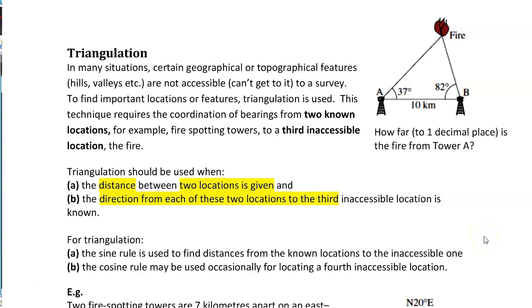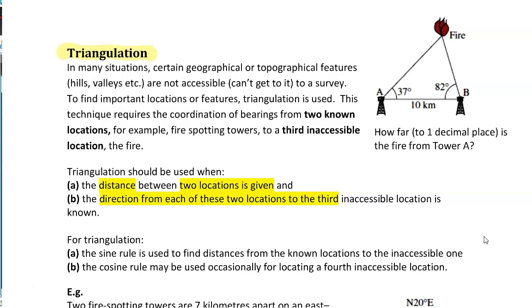Let's talk about triangulation. In many situations, certain geographical or topographical features like hills and valleys are not accessible to a survey. You can imagine people walking around the countryside, but they can't get places because hills and valleys are in the way. To find important locations or features, triangulation is used.